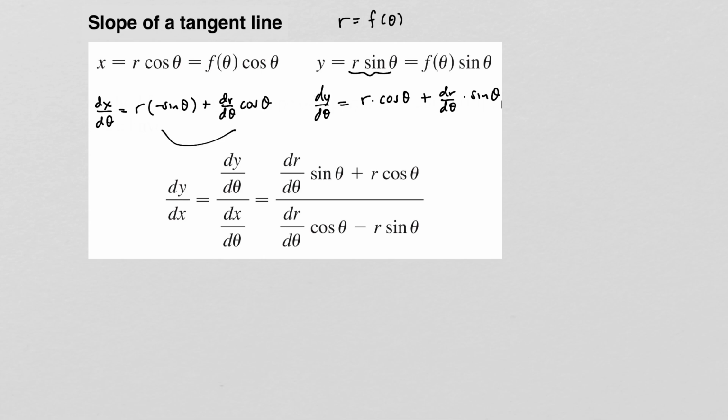And if we switch the order on both of these and plug them in to here and here respectively, we end up with the following formula. So dy dx is equal to dr d theta times sine of theta plus r times cosine theta, all divided by dr d theta times cosine of theta minus r times sine of theta. Let's take a look at an example.